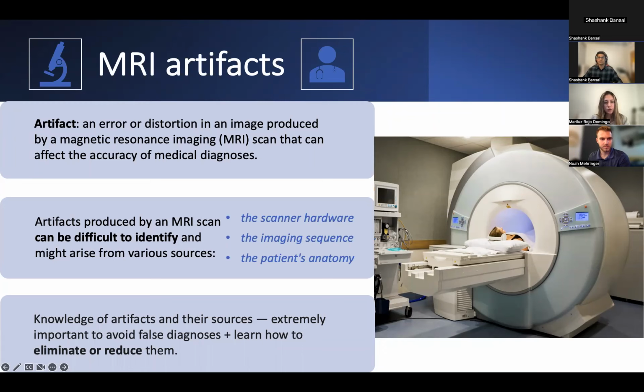So an artifact is an error or distortion in an image that's produced by a magnetic resonance imaging scan, and it can affect the accuracy of medical diagnosis. When they're produced by the scan, they can be difficult to identify because you don't know what comes from the real image, the real physiology, or what comes from the artifact. These artifacts come from various sources, including scanner hardware, the imaging sequence, or the patient's anatomy. So knowing these artifacts is important to be able to avoid false diagnosis and also to hopefully eliminate or reduce them. So we want to know how they're produced and what their source is.